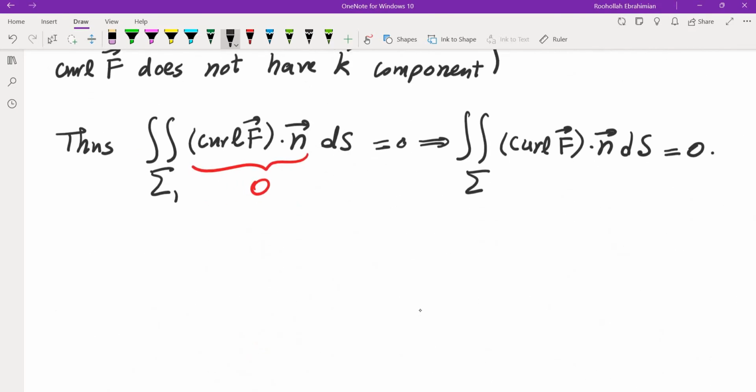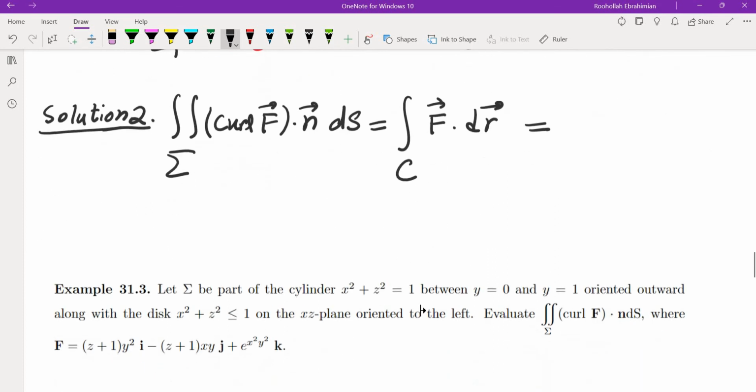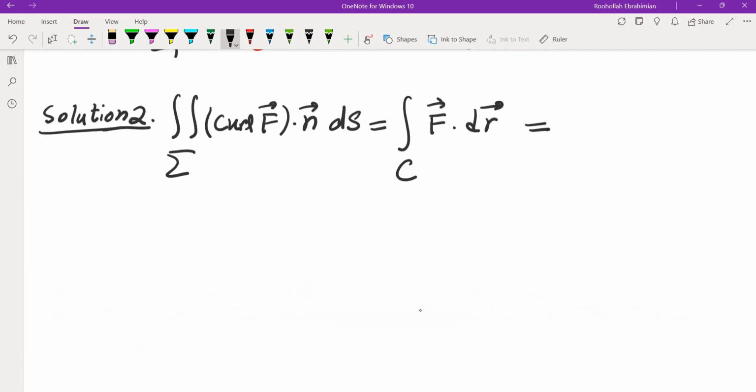The second method would be to use the line integral. So this is solution number 2. What we can say is that the surface integral of curl f dot n dS is equal to the line integral of f dot dr. And then we can use the parameterization of the ellipse.